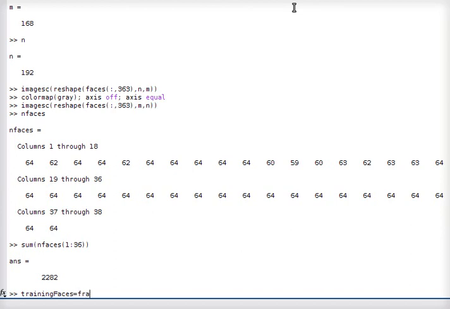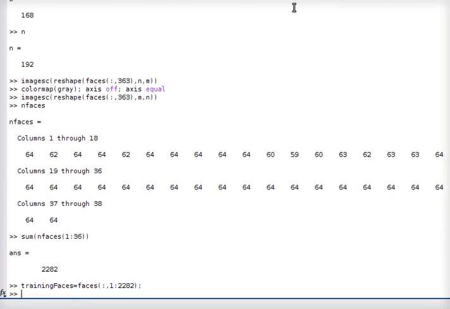Let's see if I can type and talk at the same time. Training faces equals faces, all rows, and then columns 1, 2. I'll just say 2282 since I've already summed it. All right. So now I want the average face. So how do I do that? Average face is the mean of training faces.